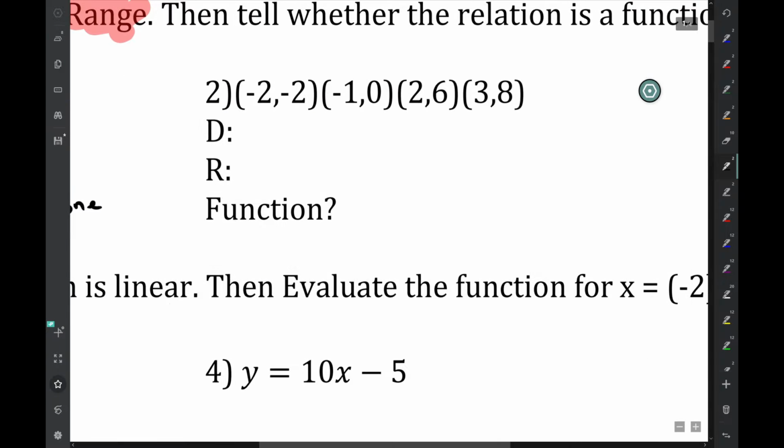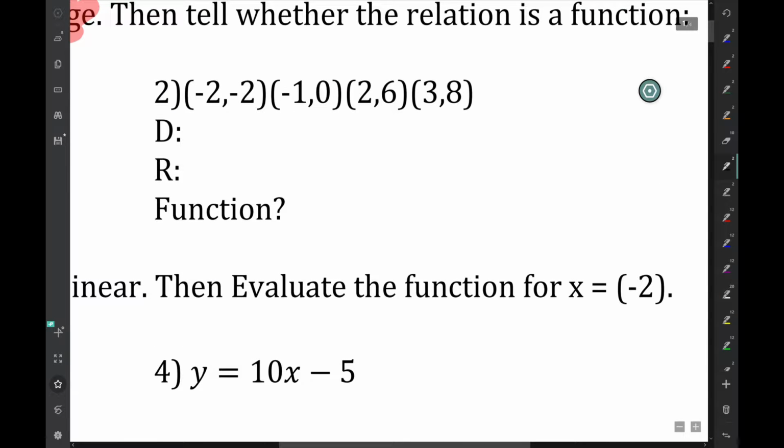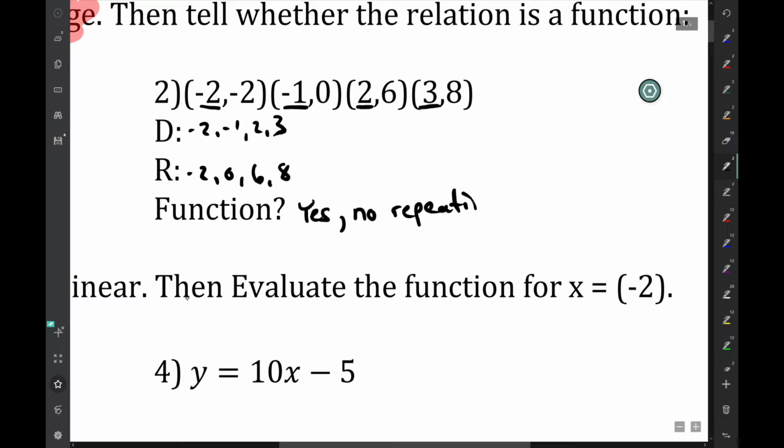Over here, domain and range. Domain is -2, -1, 2, and 3. Range is -2, 0, 6, and 8. Notice that none of the domains repeat. So this one still is a function. No repeating domain values.